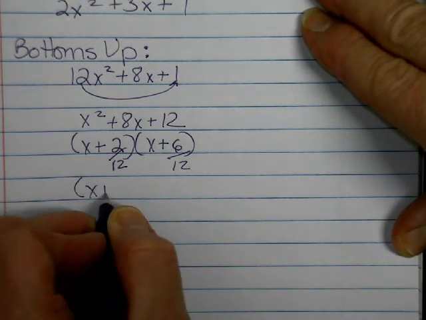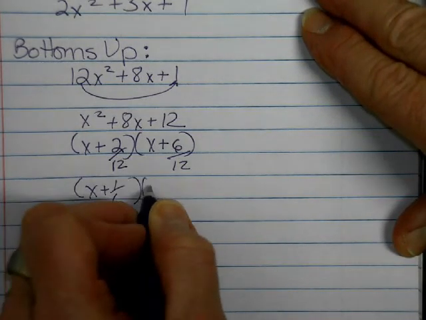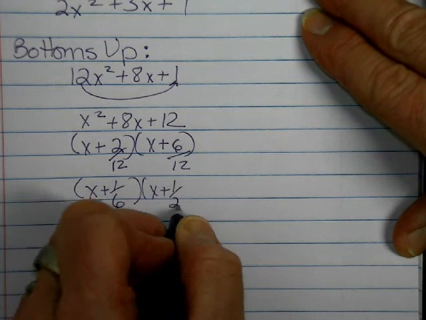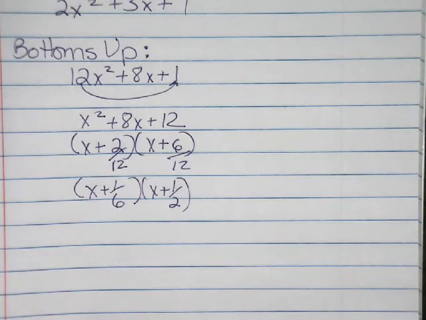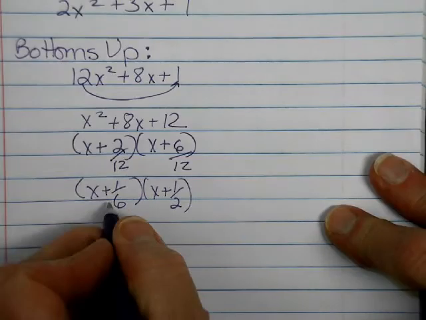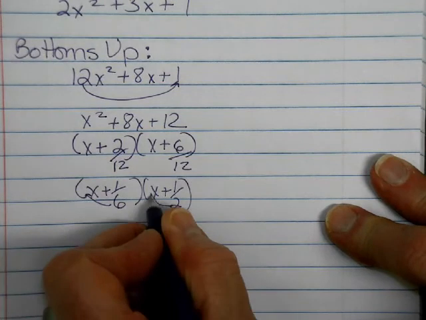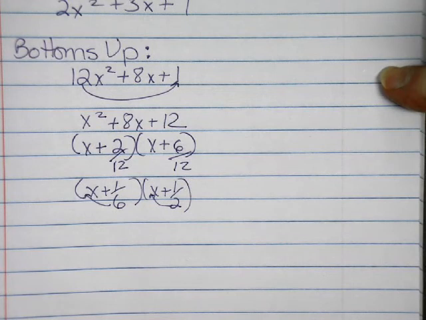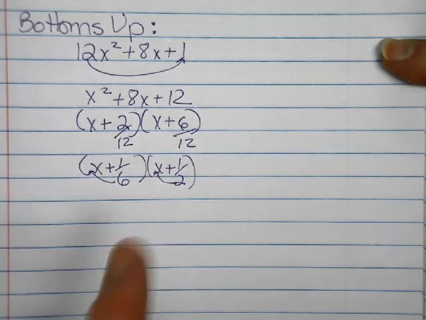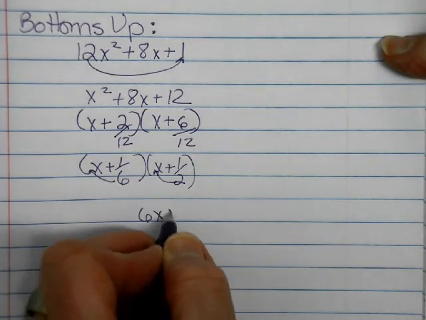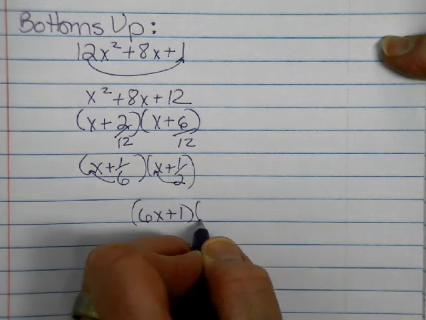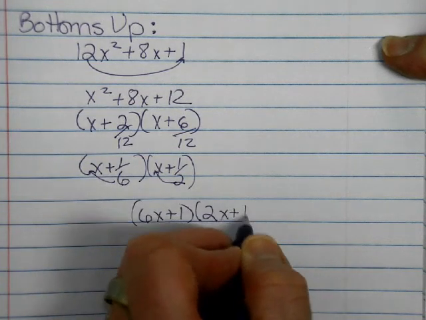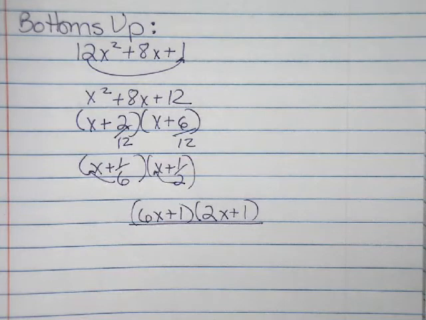Then don't forget to take the pretend back to real again. I'm going to divide back my 12, reduce my fractions, and so my numerator is going to be 6x plus 1 times 2x plus 1. So I'll write that. Numerator, 6x plus 1 times 2x plus 1. That's my numerator factor.